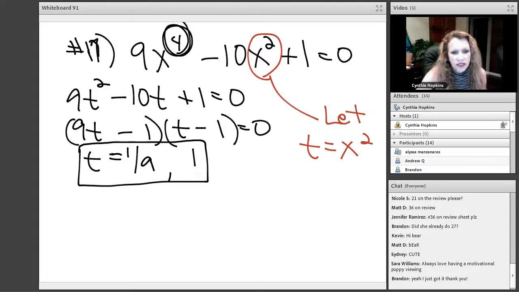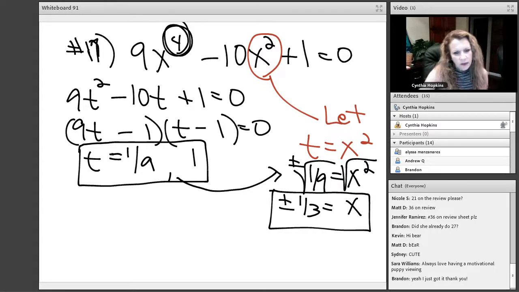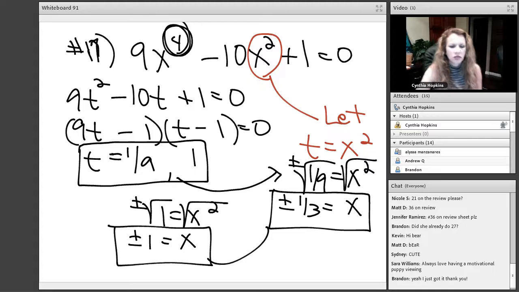So that's where I'm going to take these answers, the 1/9 and the 1, and I'm going to plug them in for t. So 1/9 equals x squared. To solve for x, I'm going to take the square root of both sides, and don't forget plus or minus. So I get x equals plus or minus 1/3. So there's two answers. Then I'm going to take my t equals 1 and set it equal to x squared. I'll take the square root of both sides, but don't forget plus or minus, and I get x equals plus or minus 1. So these are my 4 answers, plus or minus 1 and plus or minus 1/3 to my original equation.